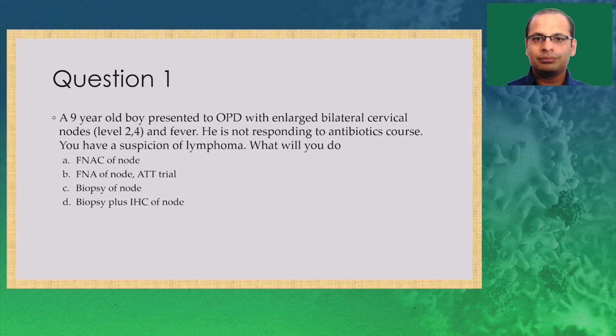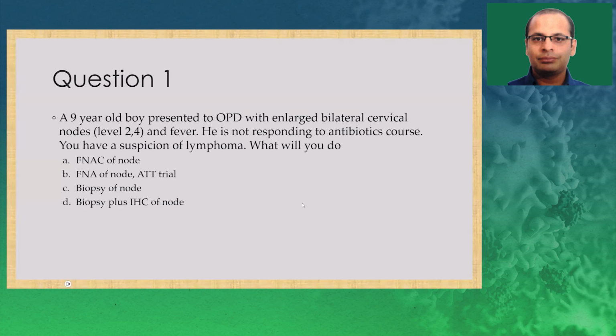FNAC of the node, ATD trial, biopsy of the node, or biopsy plus IHC of the node. So I can see that most of you have written biopsy with IHC, which is the correct answer. I've already highlighted that FNAC alone is insufficient. So biopsy plus IHC of the node is what is recommended for these patients.